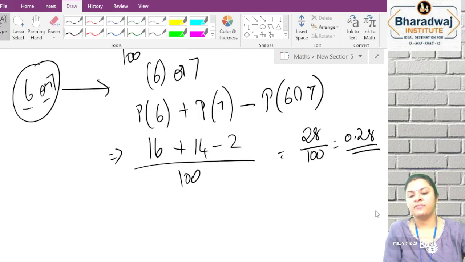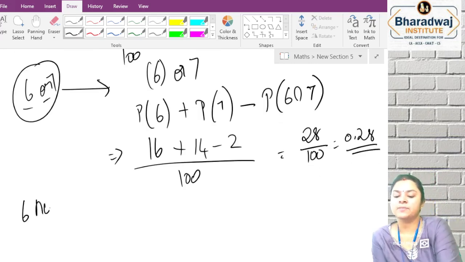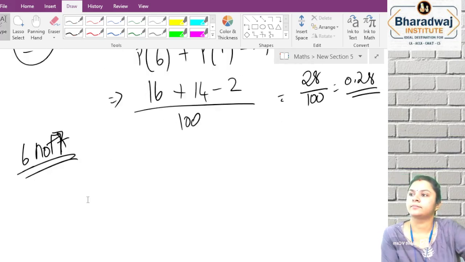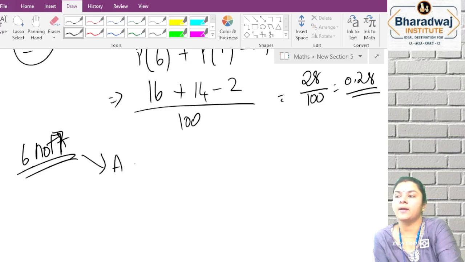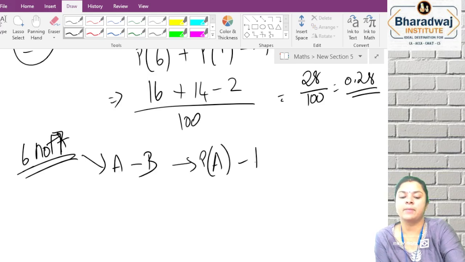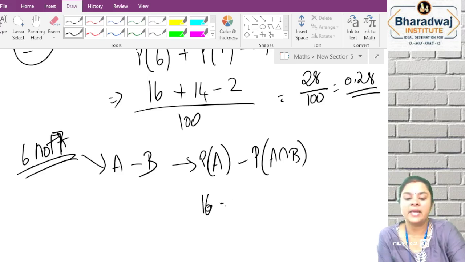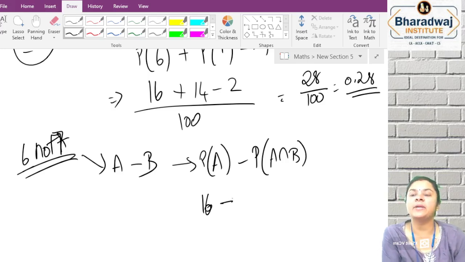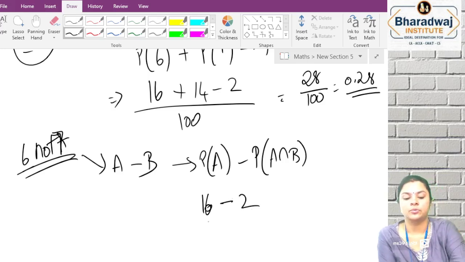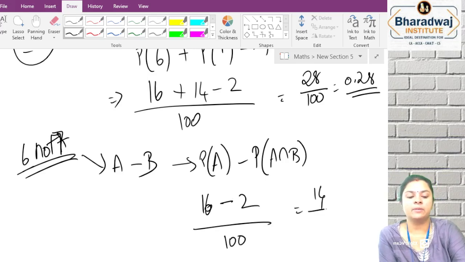Now in the same question, if I ask, I want a multiple of 6 but not 7. What is the formula? A minus B. Your formula is P of A minus P of A intersection B. Multiple of 6, how much did you find? 16. Correct? Minus P of A intersection B. How many intersection values we have? 2. So 14 by 100.